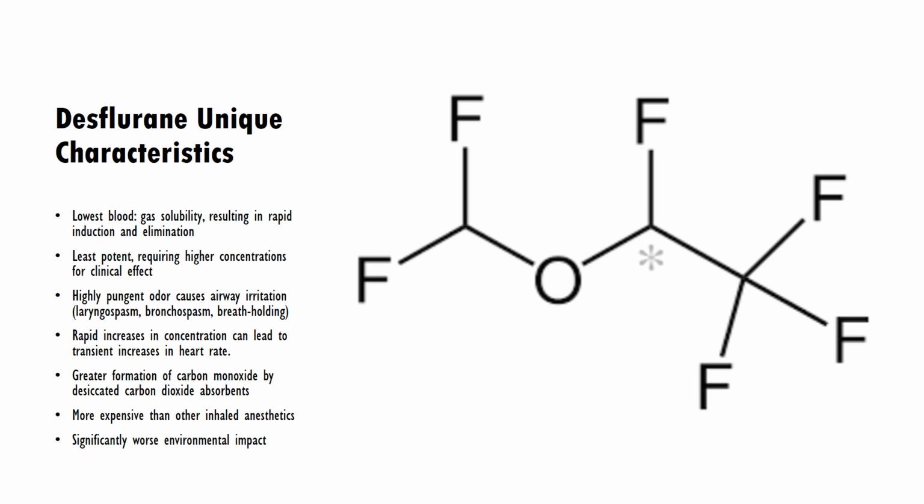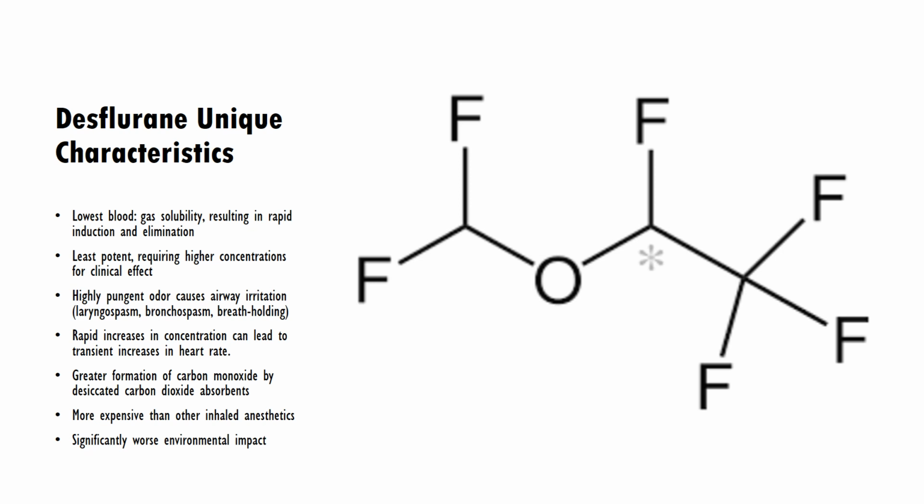1 MAC of desflurane is over 6%, whereas 1 MAC of the others is around 1 and 2%, the others being isoflurane and sevoflurane. It has an incredibly pungent odor. And if you've ever smelled desflurane, you definitely know what we're talking about. This pungent nature can cause laryngospasm, bronchospasm. It can also cause breath holding, especially in children.